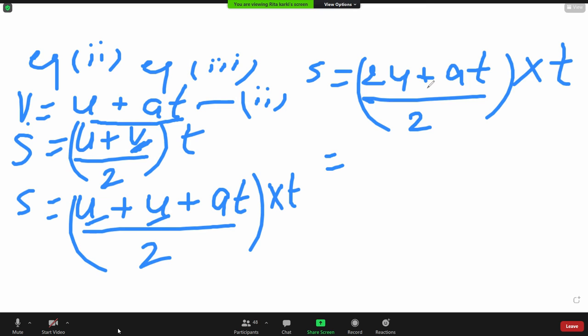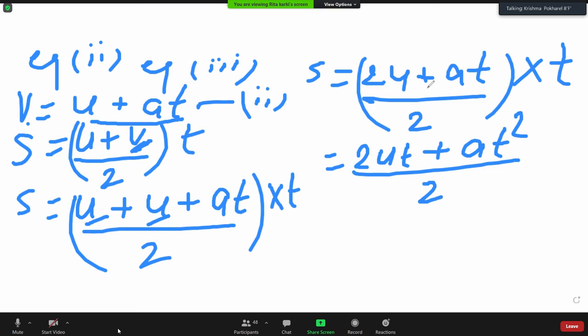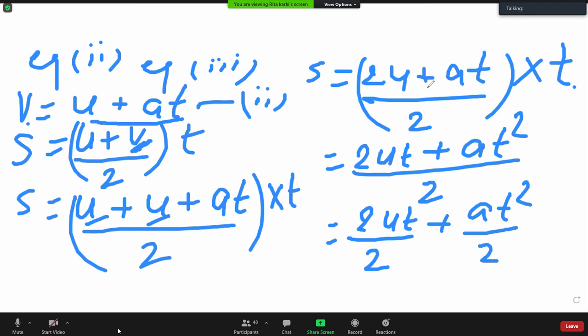Now again, multiply this t with each and everything here. That is 2ut plus at square upon 2. Multiply t only with the upper part, not with the 2 below, only the upper part: 2ut plus at square upon 2. So again, 2ut upon 2 plus at square upon 2. Can we break it like this? Yes, ma'am.